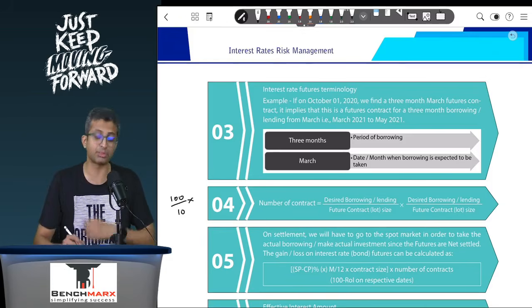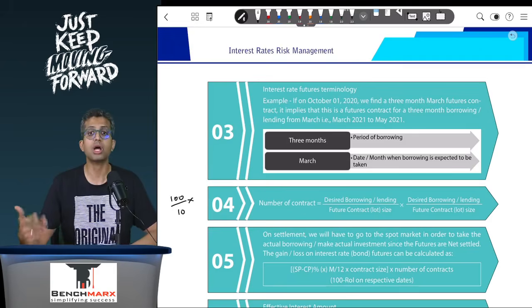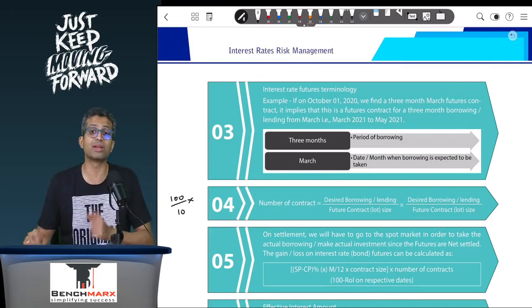However, it might sometimes happen that you might want a borrowing for 3 months, but the exchange does not have a contract which gives a borrowing only for 3 months. They have a contract which gives a borrowing for 6 months. In which case, you might have to do certain adjustments.